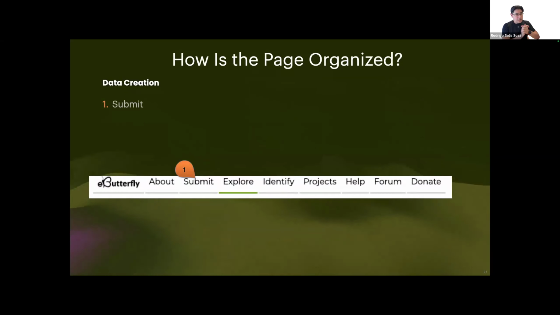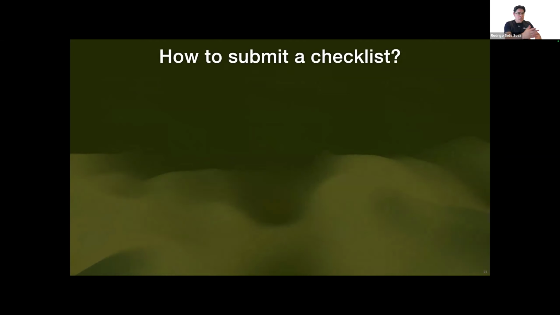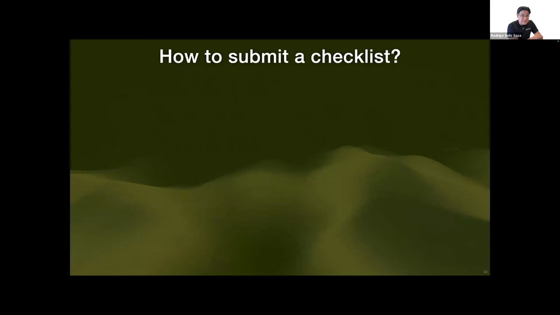But okay, so again, this talk today is just about Submit. So let's talk about Submit, which is the most important part of the site, right? So how do you submit a checklist? Super easy, and it is not a chore. It is the easiest community platform out there. Basically, you have three questions.